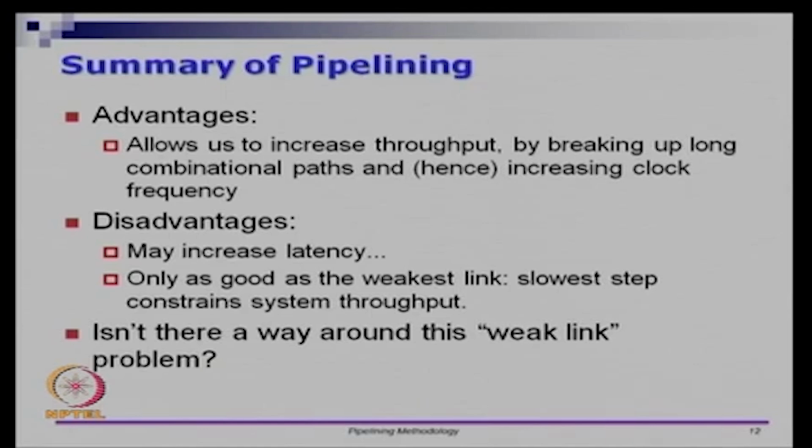So, in summary, pipelining gives us several advantages. It allows us to increase the throughput by breaking up the longest combinational path. So, you can do different stages and get things done. Because it is breaking the longest combinational path with various flip flops, you are actually increasing the clock frequency. So, that is a good thing, you improve the throughput.